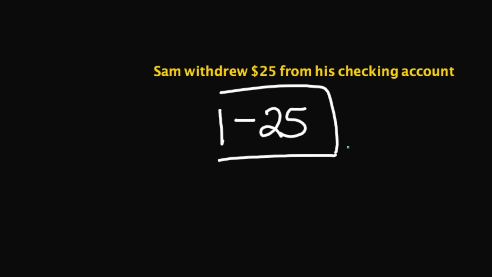What if I said Sam withdrew $25 from his checking account? Is this going to be a positive 25 or a negative 25? Sam withdrew $25 from his checking account. This is going to be negative 25. So let's look at this example here. Sam deposited $100 in his savings account. How would I write this as an integer? Is this going to be a positive 100 or a negative 100? In this example here, this is going to be a positive 100.